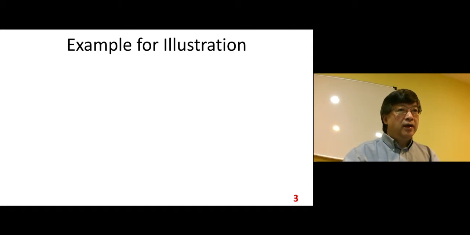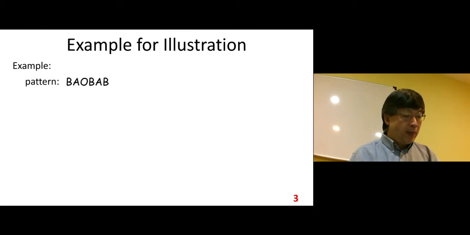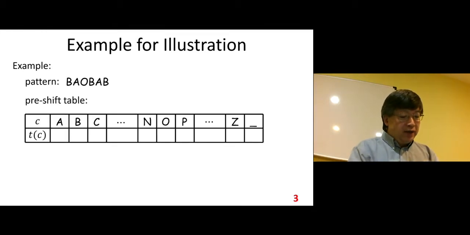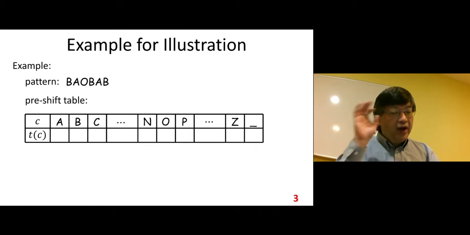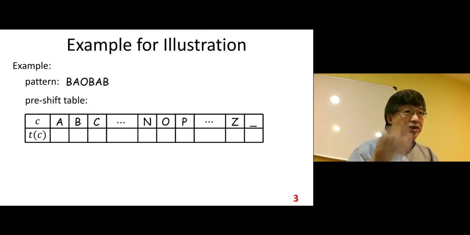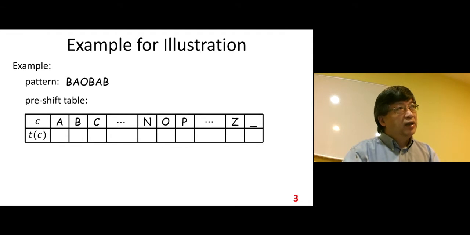Then let us use one simple example to explain this concept. Suppose the pattern is BAOBAB. Let's calculate the table. We call it a pre-shift table. Let's list all the characters. Here we just use some commonly used characters, not necessarily all the characters.